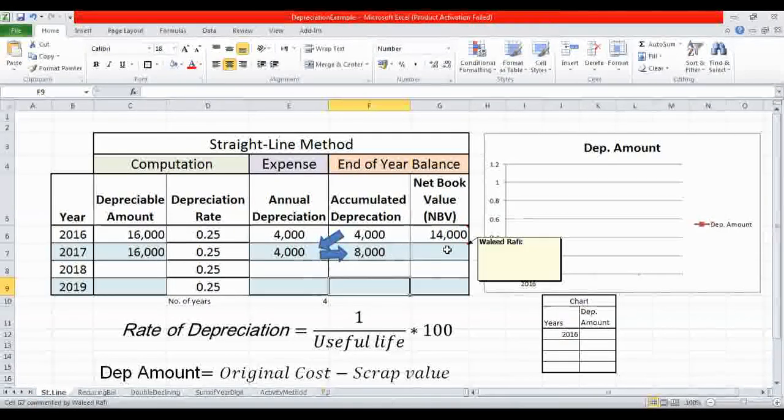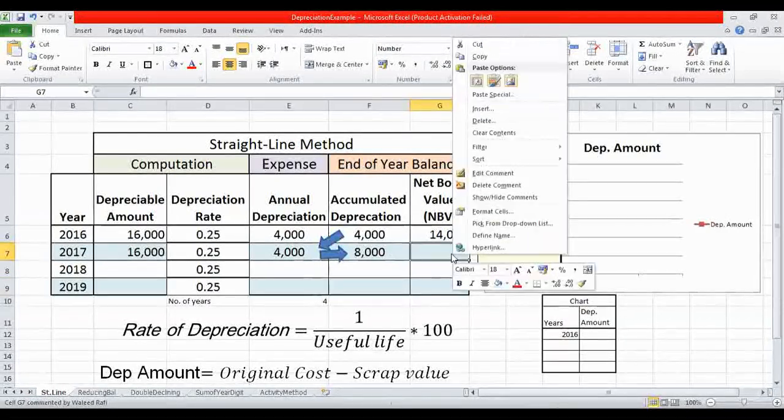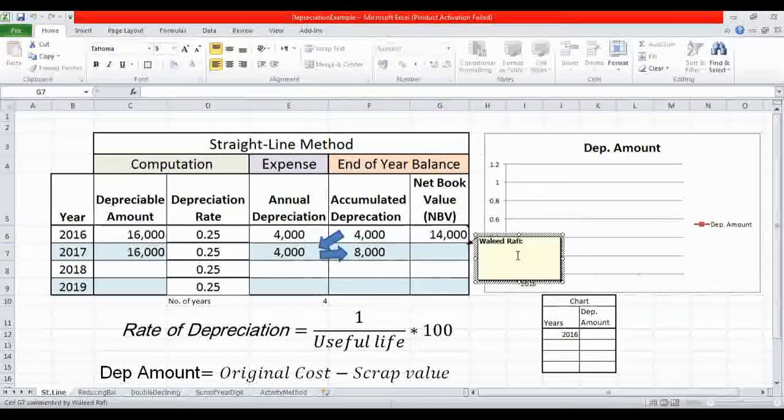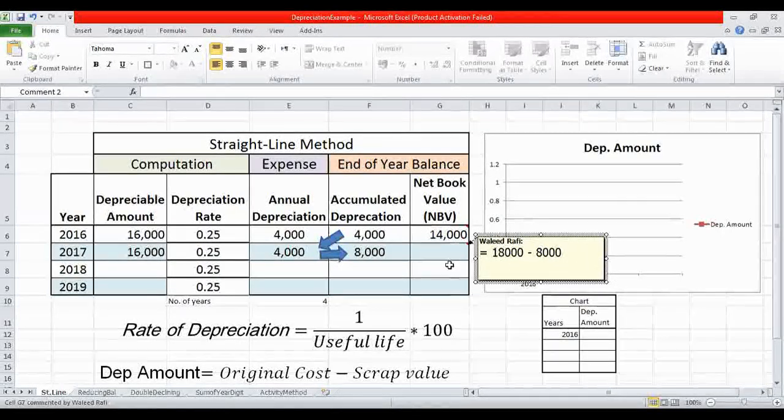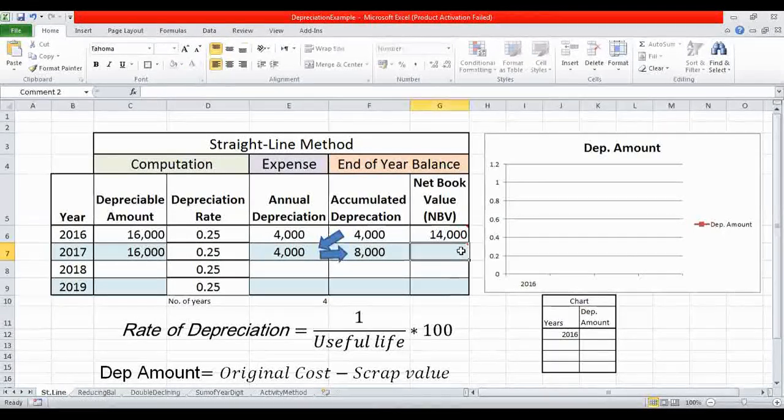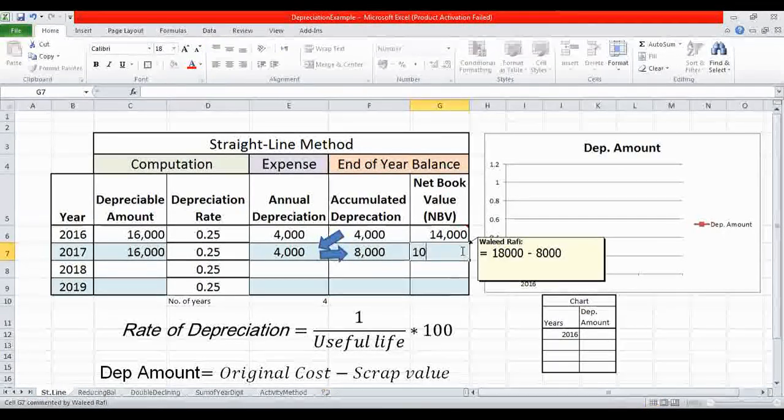So you can see over here, let's write the formula. So over here is equal to 18,000, which is our total cost, minus our 8,000, which is our accumulated depreciation. So this is going to be the net book value of the asset in the second year. So over here, we are going to write 10,000.